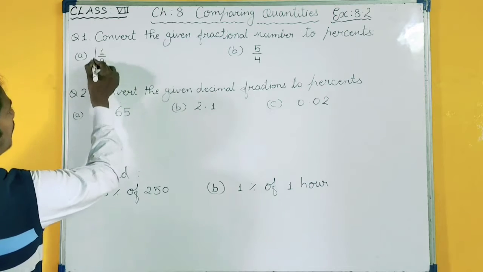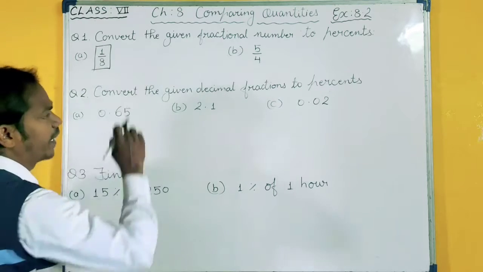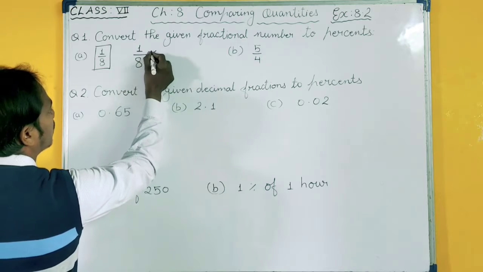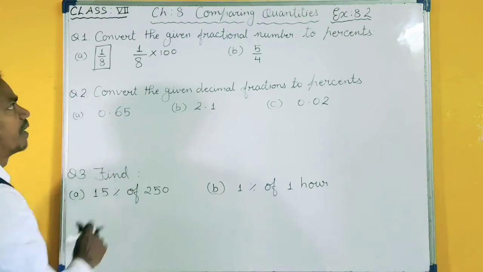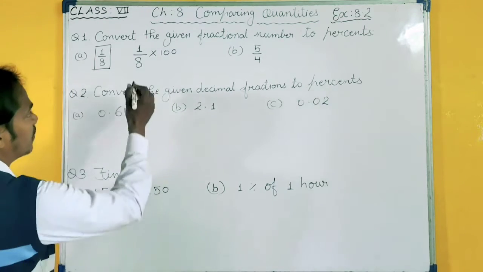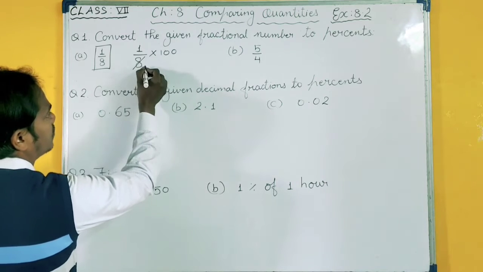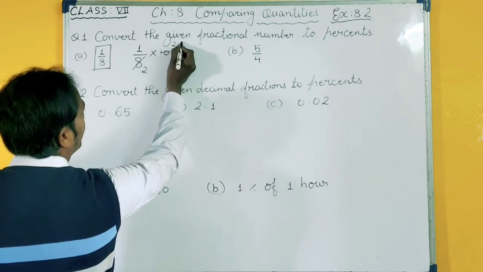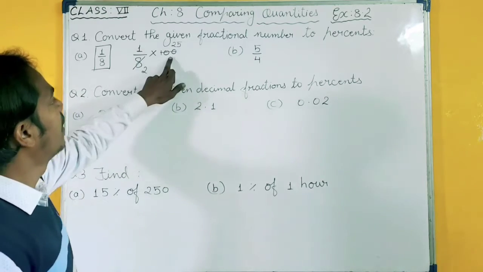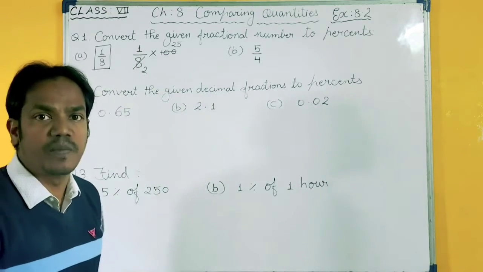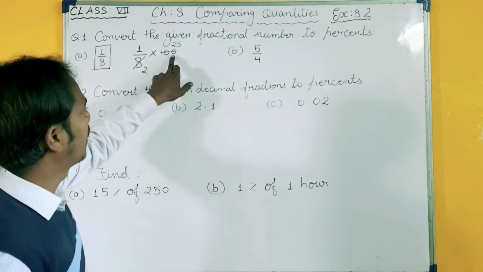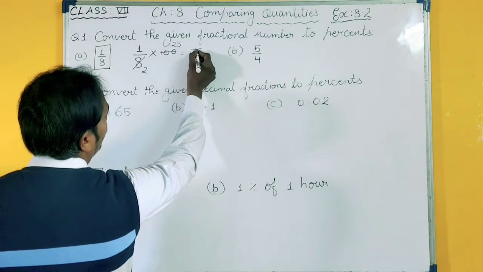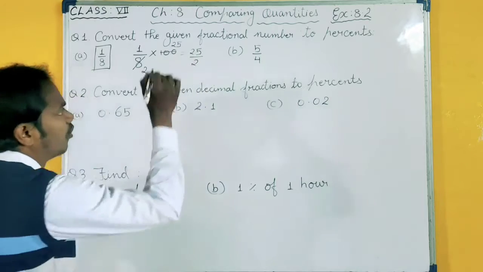My question is 1 upon 8. Convert 1 upon 8 into percentage. So what will I do? To convert 1 upon 8 into percentage, I will multiply it by 100. Then I will reduce it into simplest form. 4 2s are 8 and 4 25s are 100. I have cut both the values by 4. Now what is remaining? 25 upon 2.